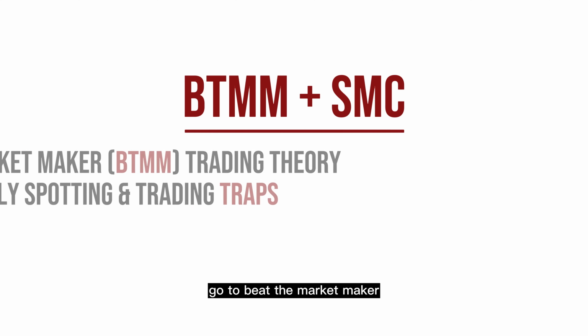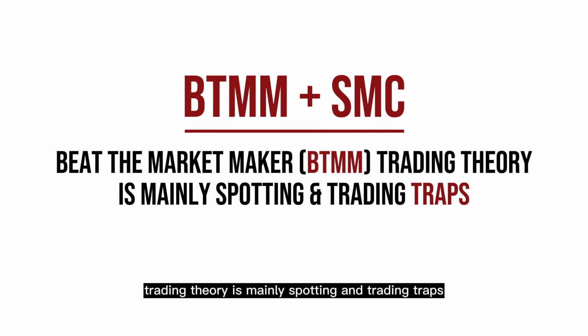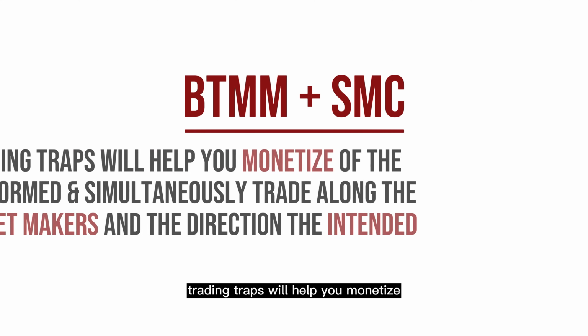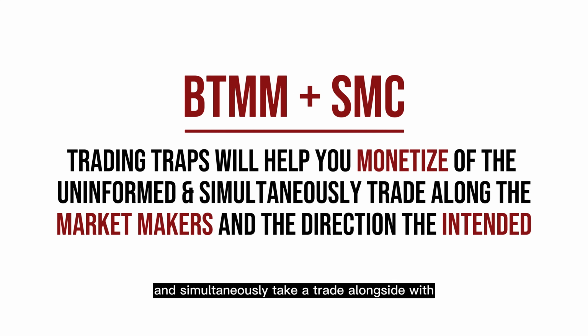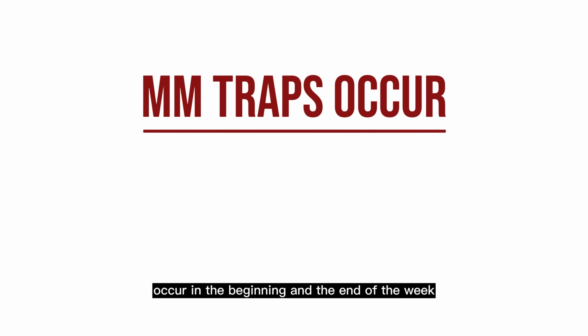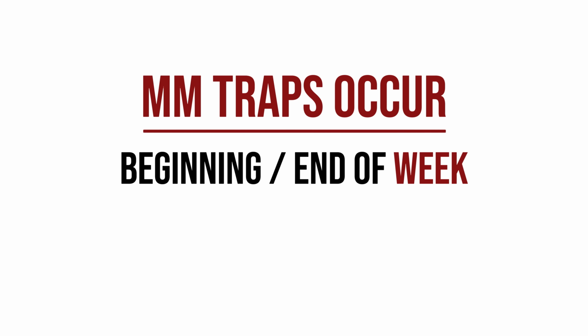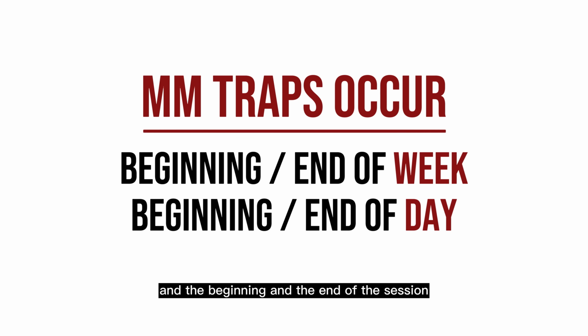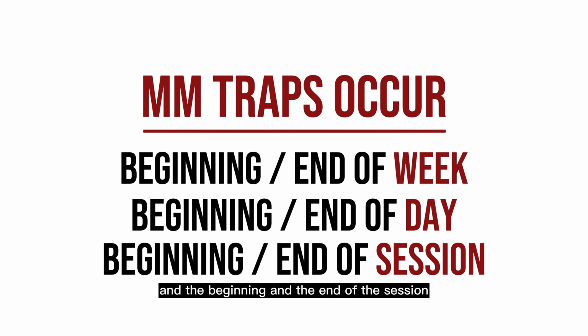So to beat the market maker, trading theory is mainly spotting and trading traps. Trading traps will help you monetize off the uninformed trader's misfortune and simultaneously take a trade alongside the market makers in the direction they intended. So these market maker traps occur in the beginning and the end of the week, the beginning and end of the day, and the beginning and the end of the session.